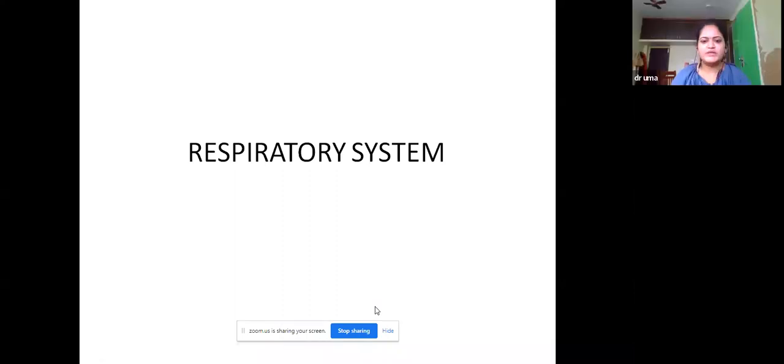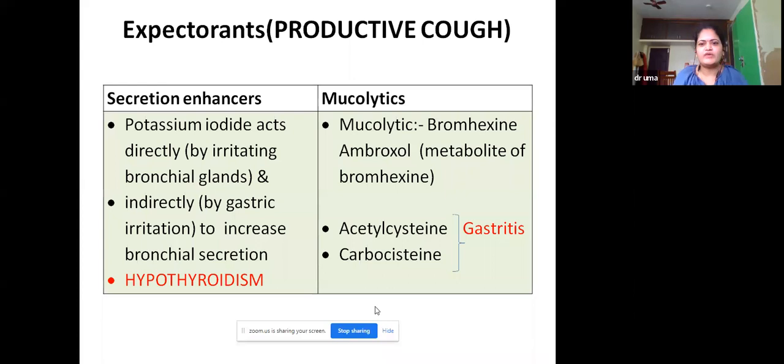Okay. So now start with the respiratory system. It includes drugs for productive cough and non-productive cough. Productive cough should not be suppressed, so for that, expectorants are used. For non-productive cough, you have to use cough suppressants. So for productive cough, it is expectorants.